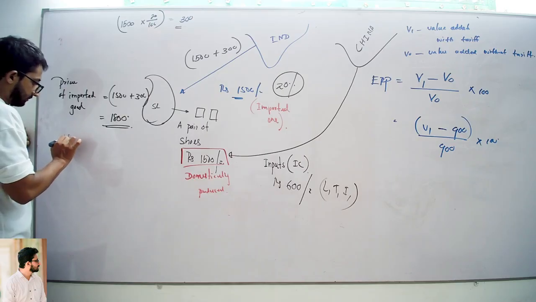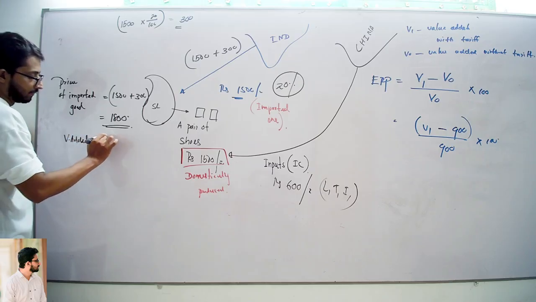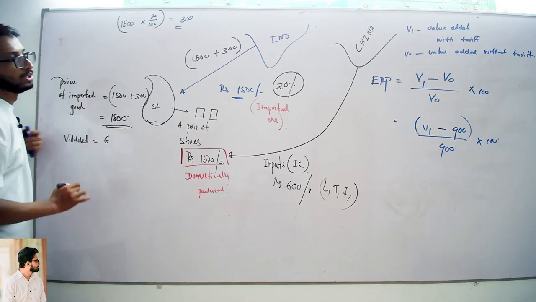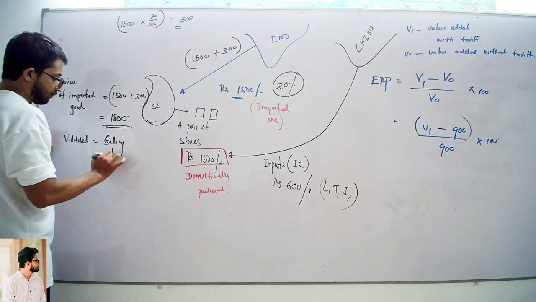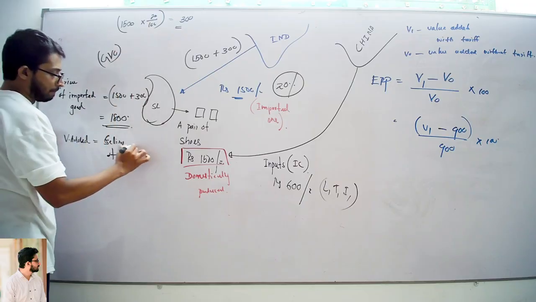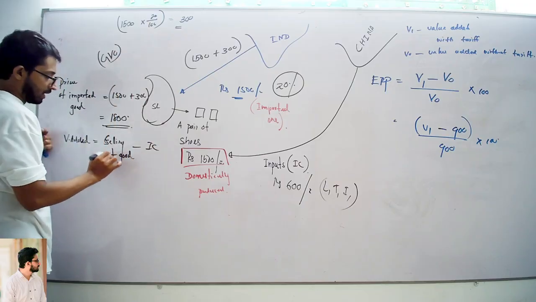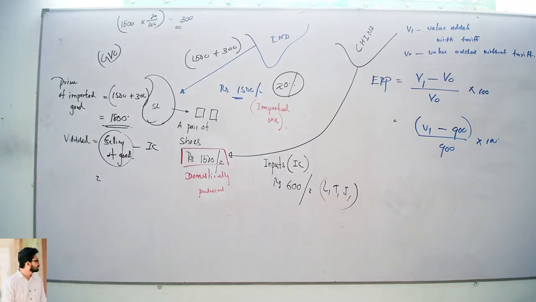Value added equals the price of the final good, or we can say the selling price of the good. But in national accounting, this is called GVO, gross value of output, minus intermediate consumption. Now put the selling price of the domestic product. How much? At which price is the domestically produced pair of shoes being sold after the tariff?